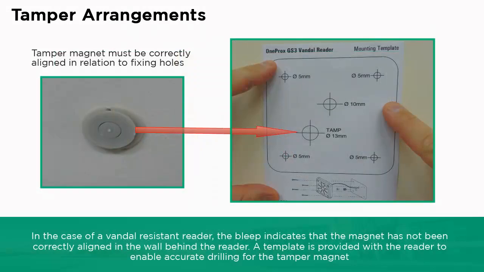In the case of a vandal-resistant reader, the beep indicates that the magnet has not been correctly aligned in the wall behind the reader. A template is provided with the reader to enable accurate drilling for the tamper magnet.